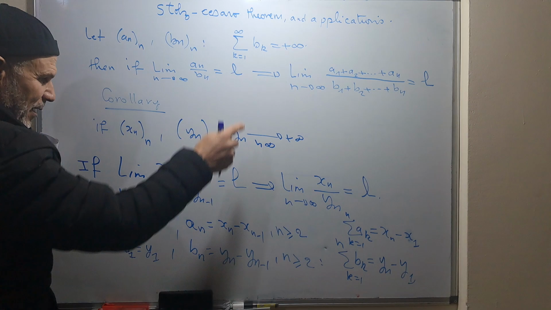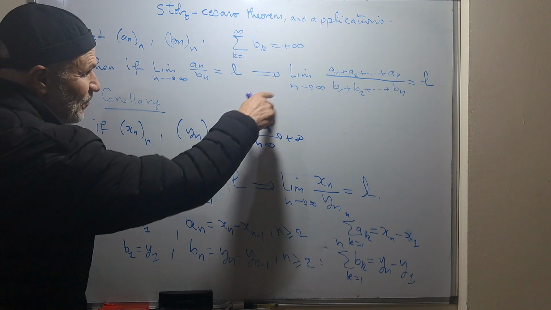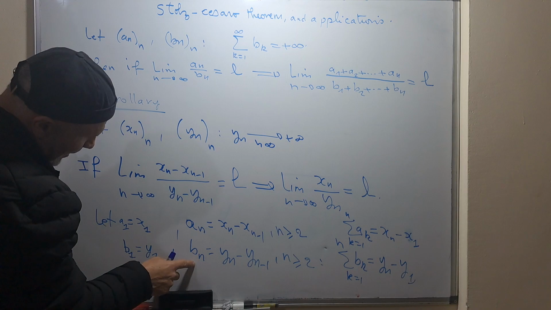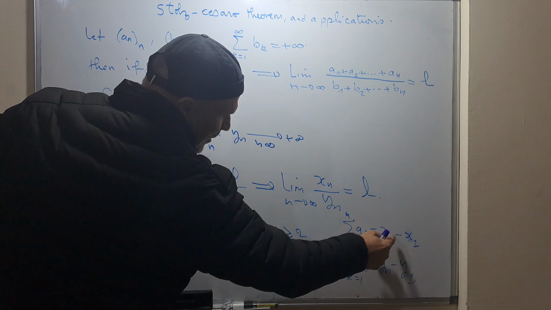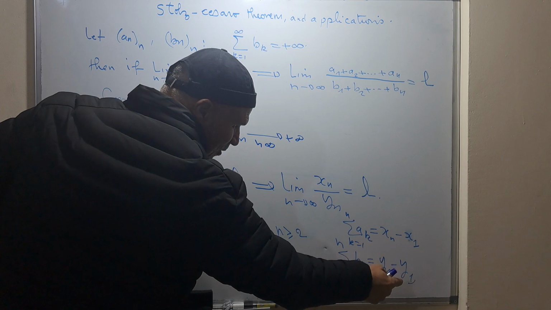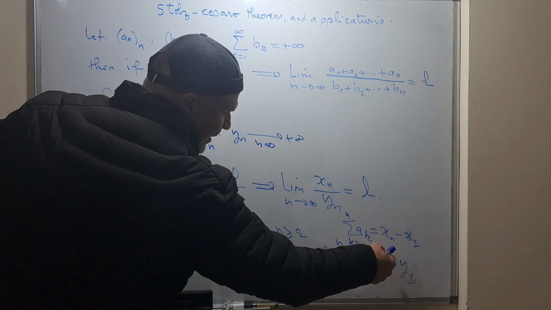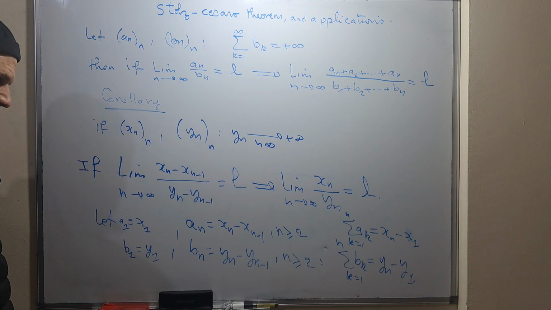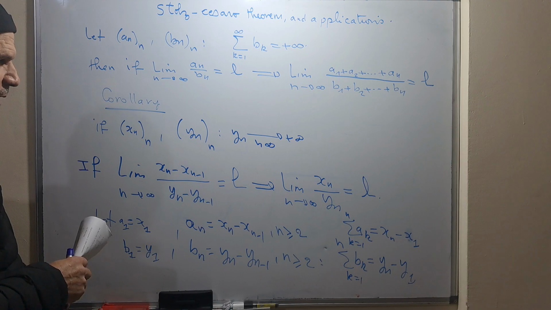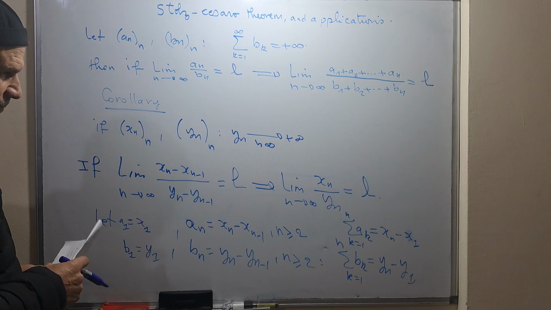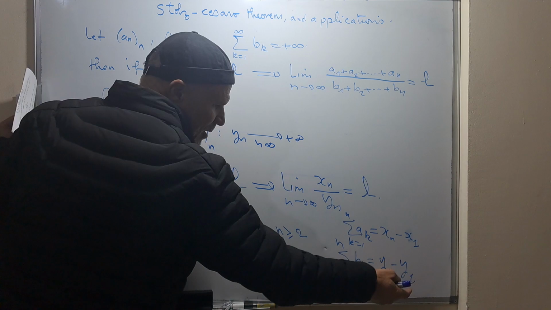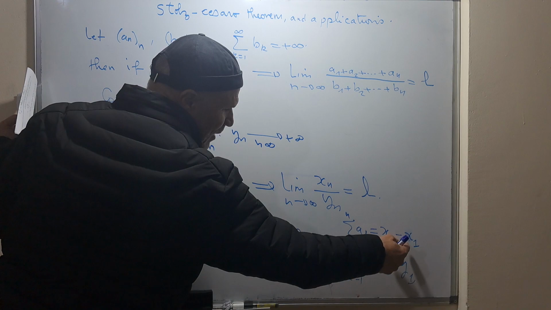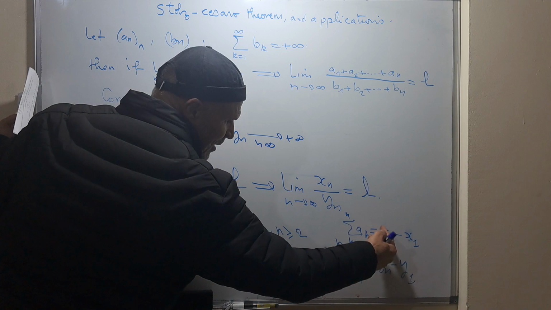This implies that the sum ratio also tends to l. an divided by bn is actually xn minus xn-1 divided by un minus un-1, and the sum ratio is just xn minus x1 divided by un minus u1. Since x1 and u1 are fixed, the limit will be decided by the limit of xn divided by un when n goes to plus infinity. Why? Because un goes to plus infinity, so x1 divided by un will be equal to zero, so the limit is exactly xn divided by un.